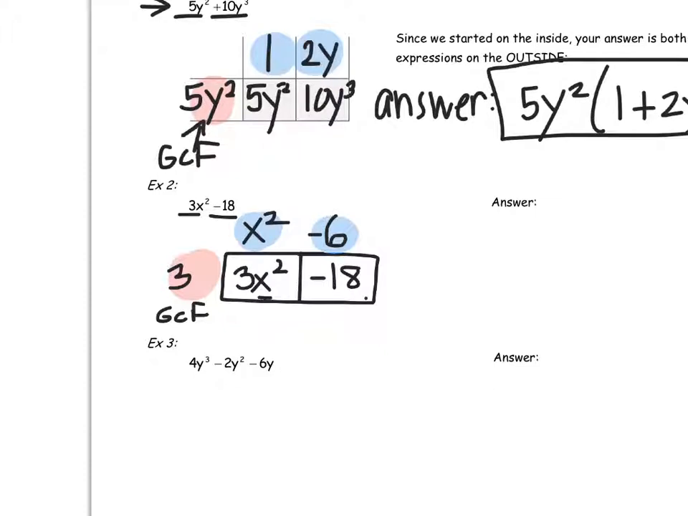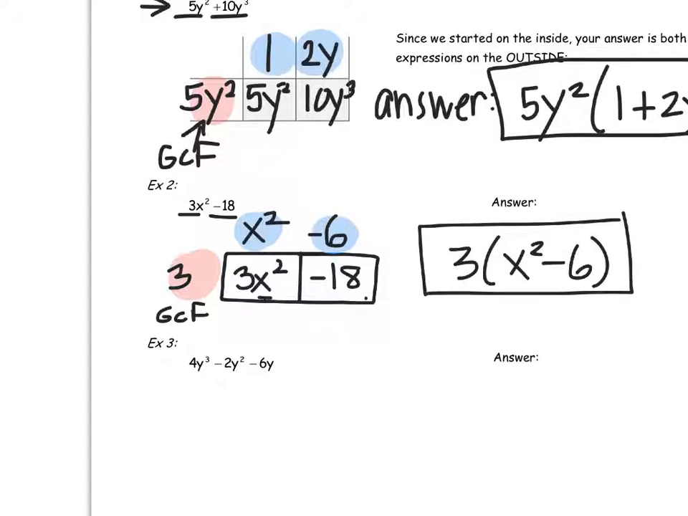So my answer here is when I write my terms on the outside, red and blue. The 3 goes first, and then in parentheses, x squared, and the 6 is negative, so minus 6, close parentheses.